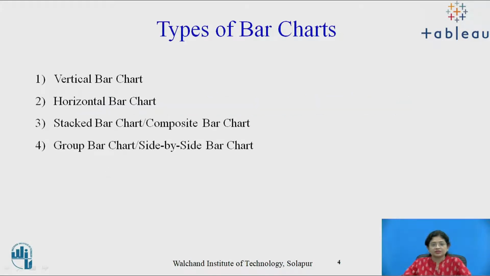Now, after this, look at the types of bar chart. Now, there are various types of bar charts, but in this lecture I will focus on 4 types of bar charts: vertical bar chart, horizontal bar chart, stack bar chart which is also known as composite bar chart, then group bar chart which is also known as side by side bar chart.